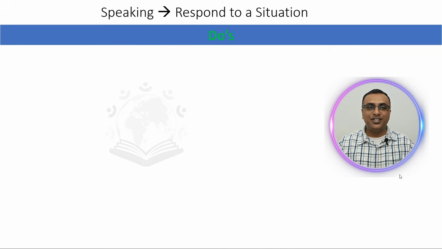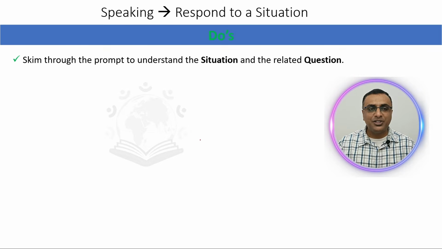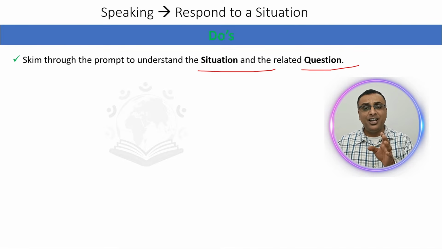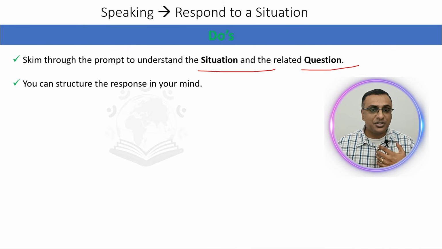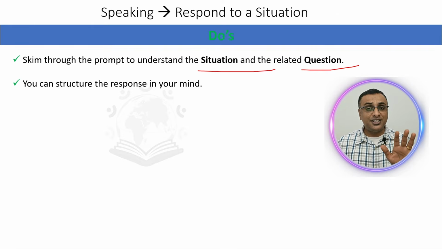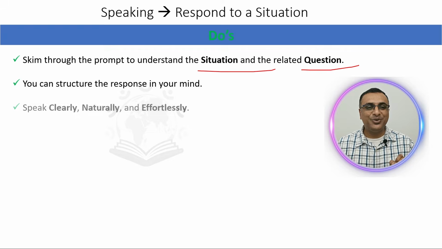All right, folks, now let's move on to the do's of respond to a situation question. First and foremost, skim through the prompt to understand the situation and the related question, meaning you would have to do a fast reading about the situation and the related question so that you can come up with a response. Next thing, you can structure your response in your mind. That is what I would suggest. But on the other hand, if you want to write something in your scribble pad about what you would be responding, you can do that as well. I'm not stopping you from doing that.